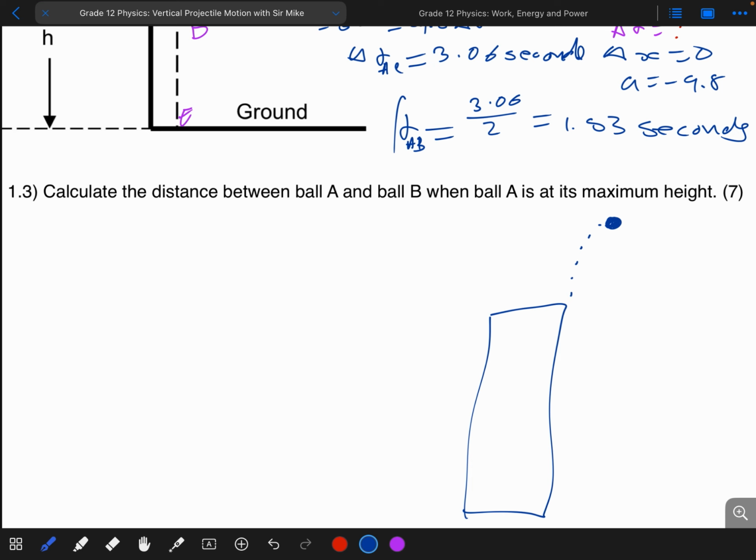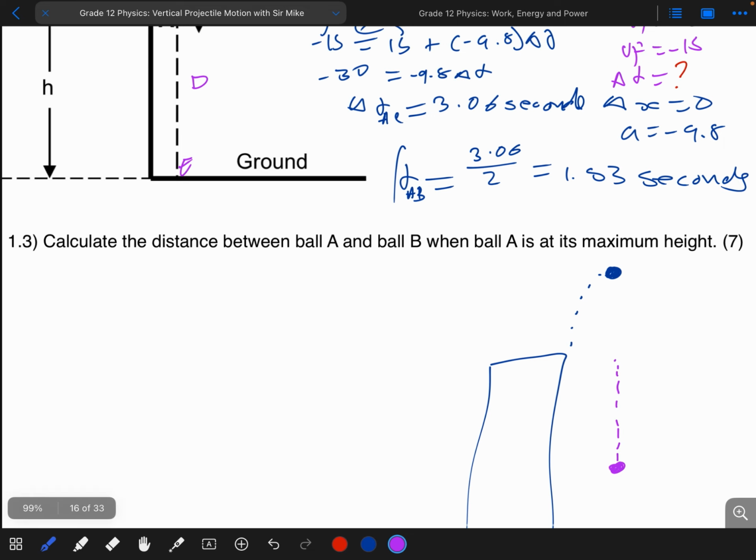So let's say ball B is at this point, and I'm just predicting. It started from that point. Let's say it is at that point. So we say this is point A, this will be point B, this will be point C, and I'm going to label this point D. So what they want is simply the distance between point B and D.